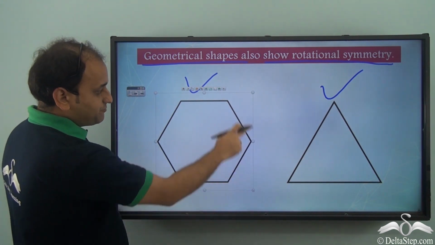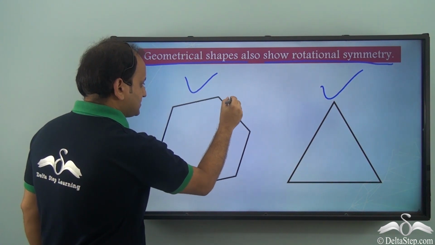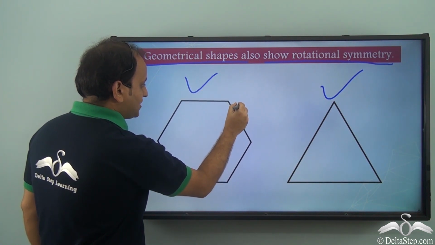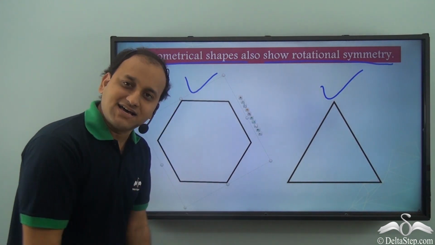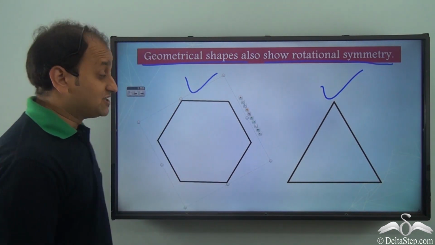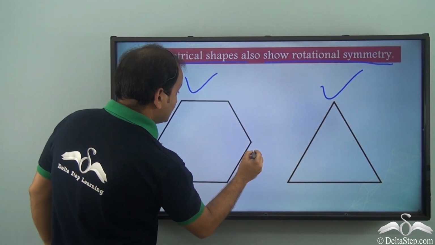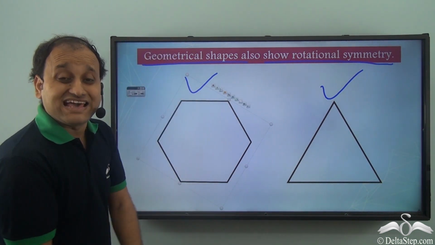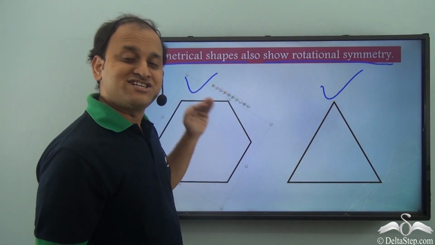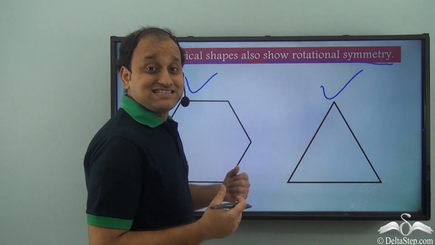So, I have this particular position here. Now, let me rotate it a bit. Now, as you can see, I have not completed one full turn. But does it look exactly like its initial position? It does, because it is showing rotational symmetry. If I rotate it more, still I have not completed one full turn, and I again got a position which looks exactly like the initial position. Similarly, even this triangle is showing rotational symmetry.